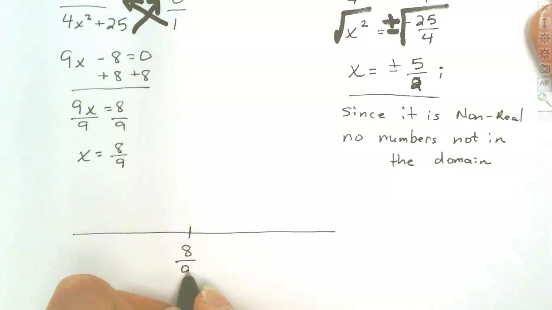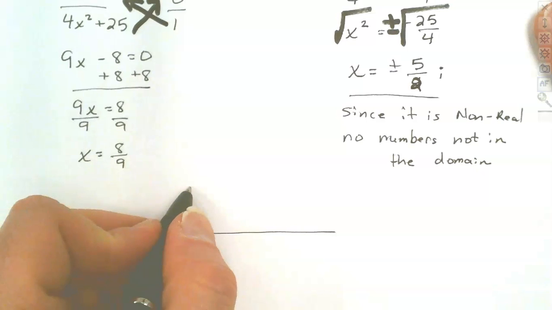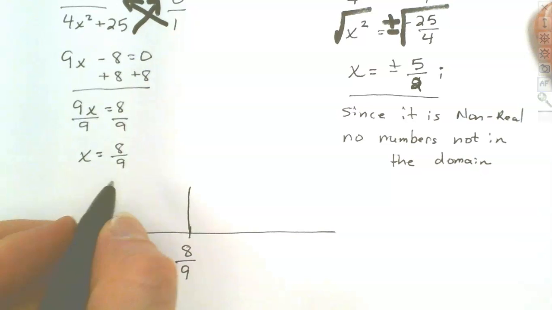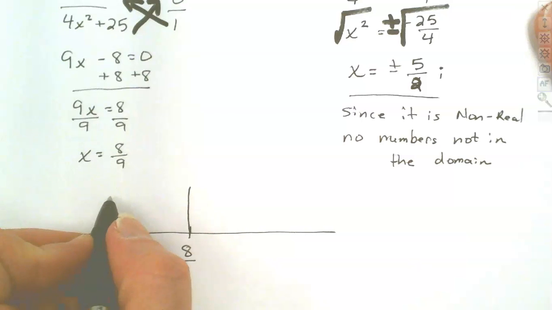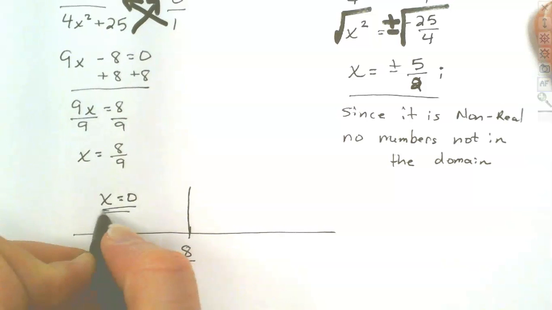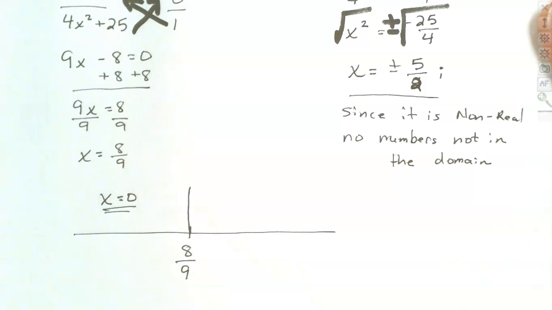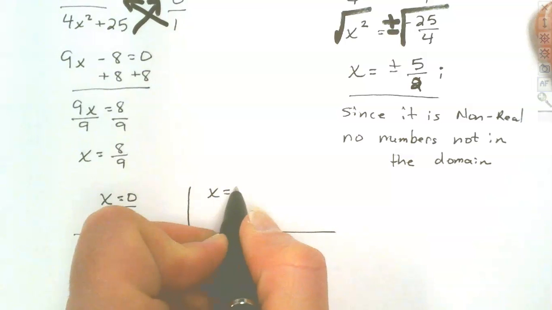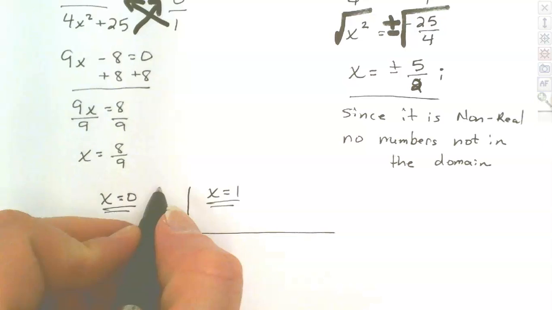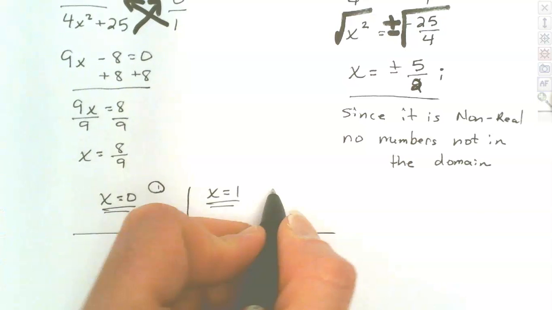And we've got to check both sides because it can be true on both sides, false on both sides, or flip back and forth. So we've got 8/9, so we need a number less than 8/9. So we're going to use, how about 0? Because 0 is less than 8/9. We can also use 1 because 1 is bigger than 8/9. And that makes my two regions.